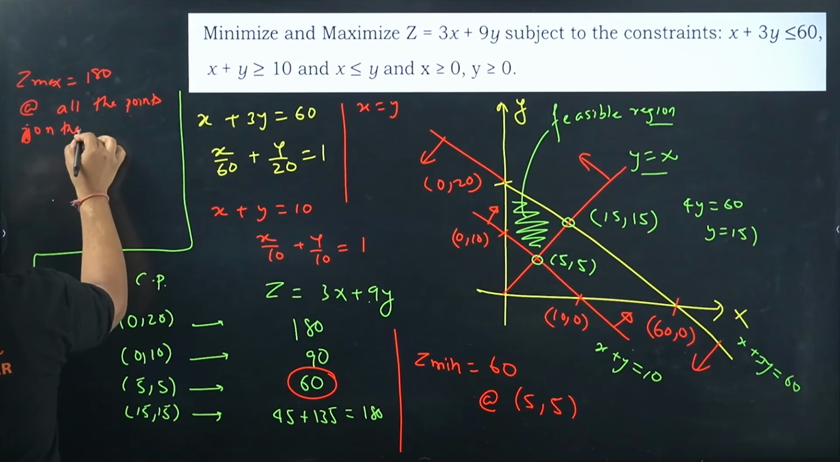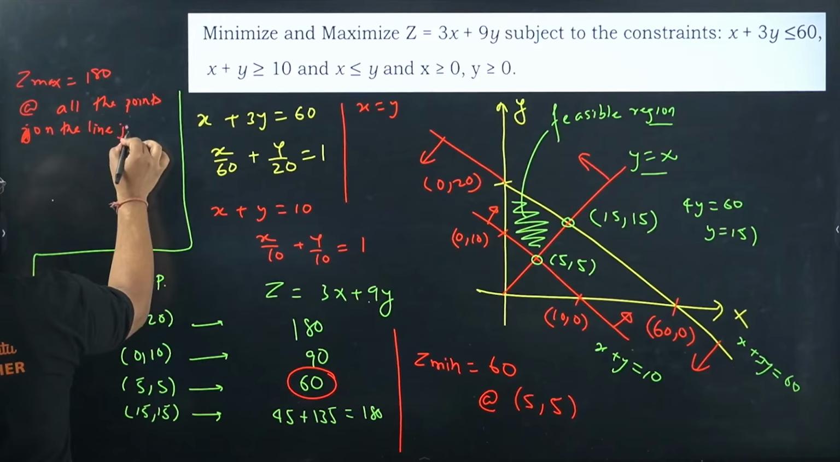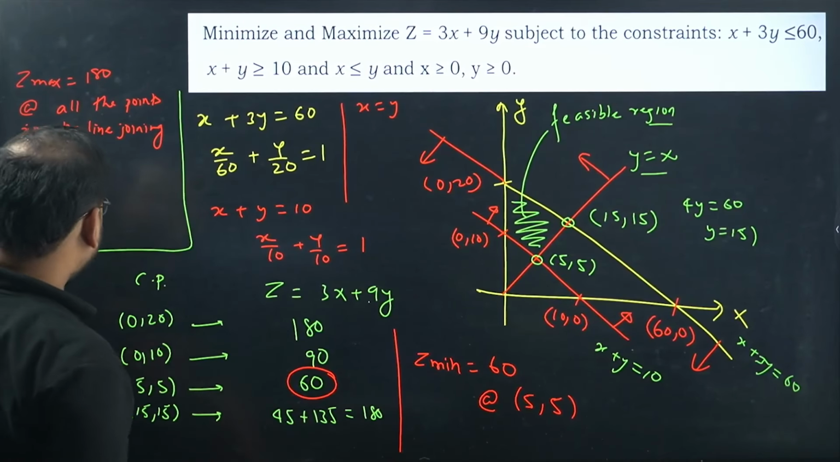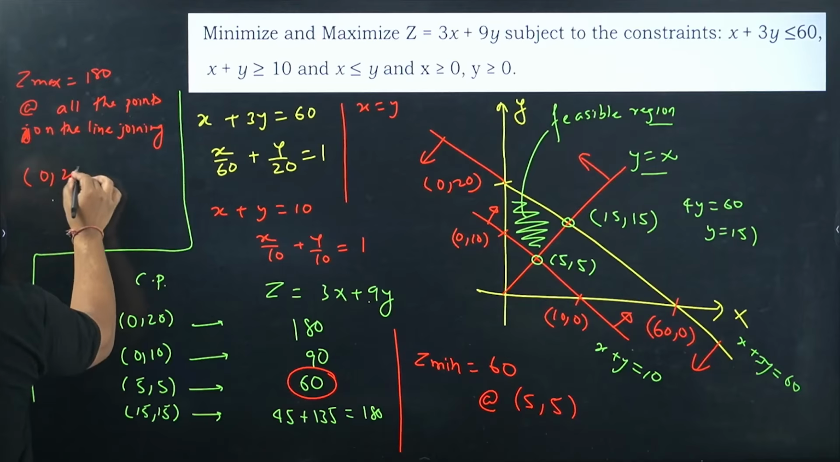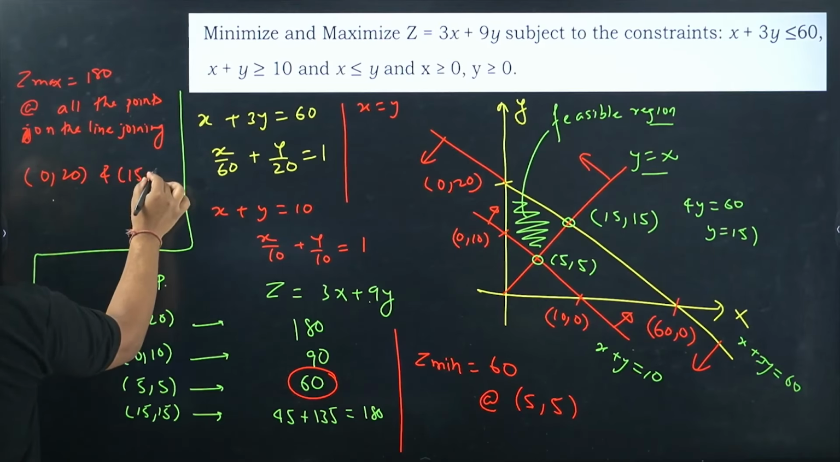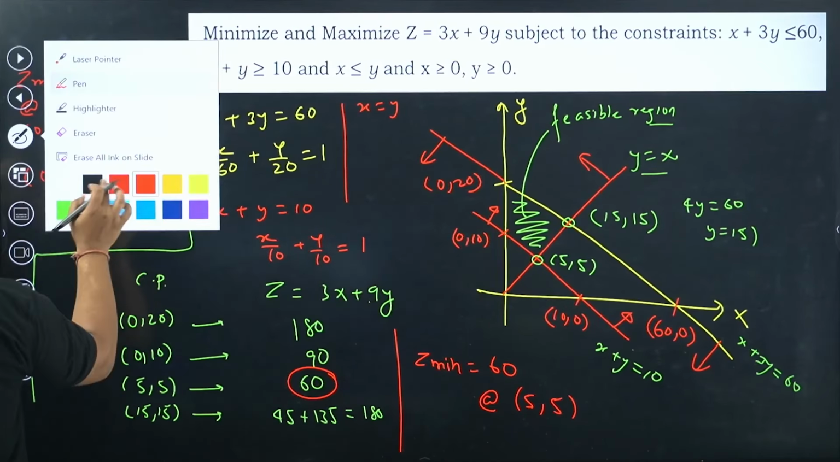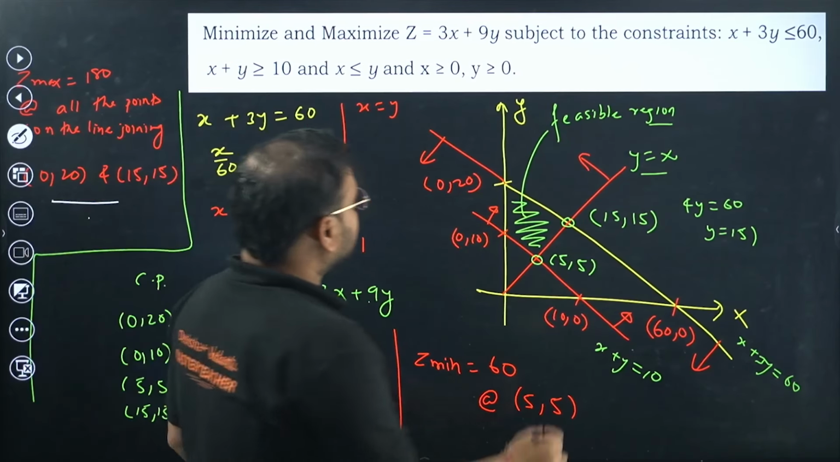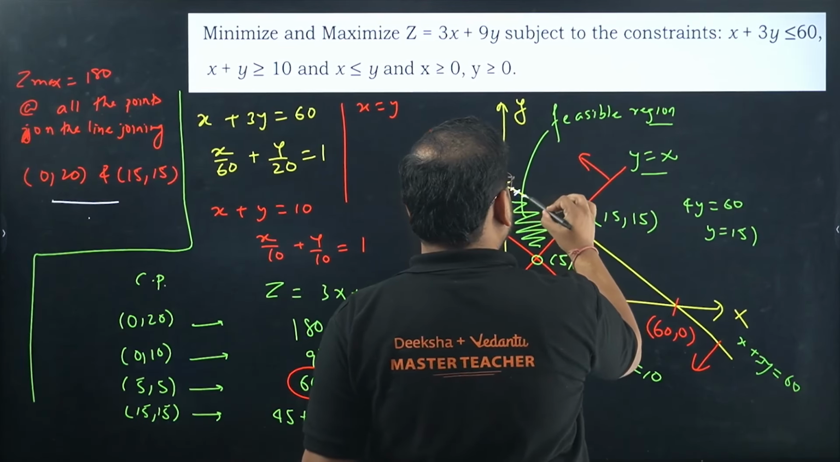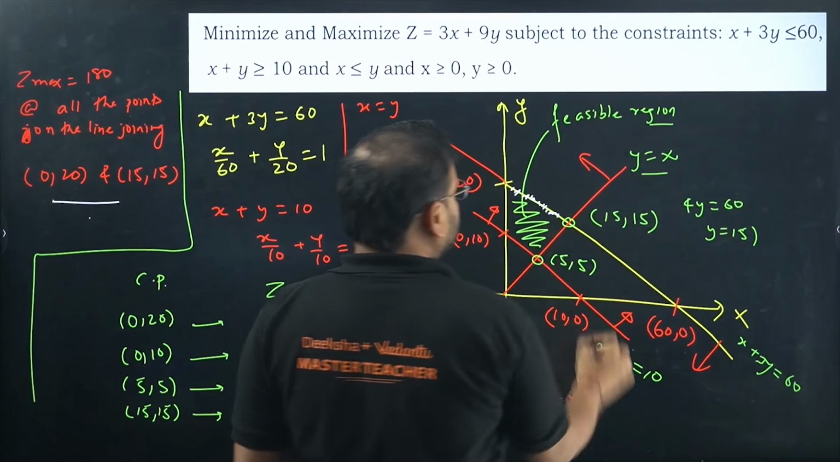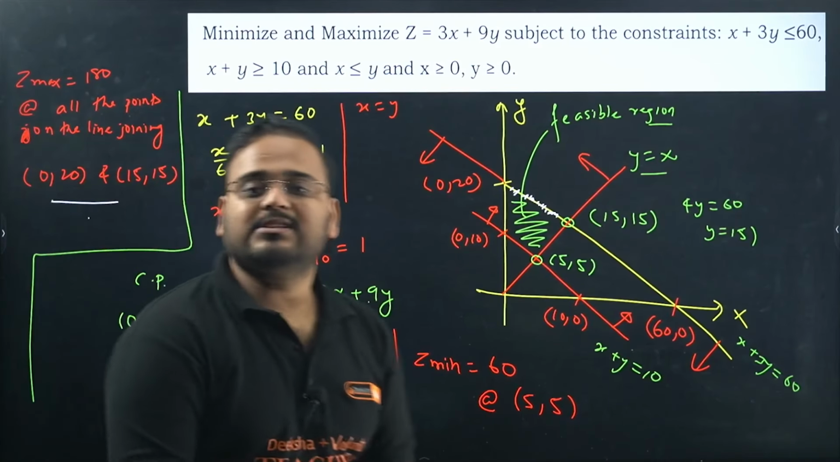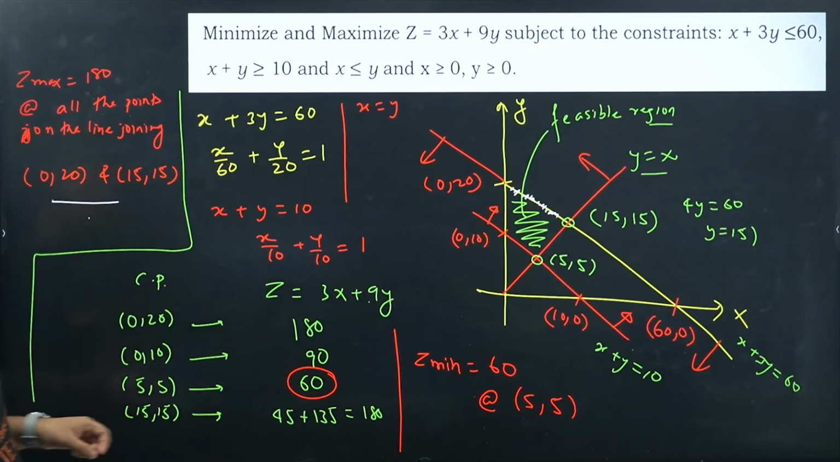On the line joining the points (0, 20) and (15, 15). So this point particularly over here, check this out, occurs at all these points. This is your maxima. So the maxima occurs at all the points on the line joining the points (0, 20) and (15, 15). That's your answer.